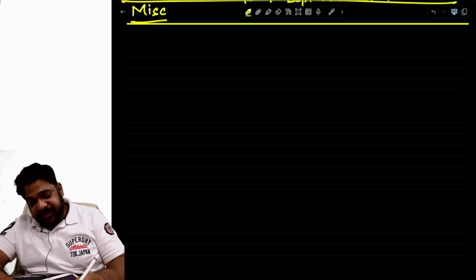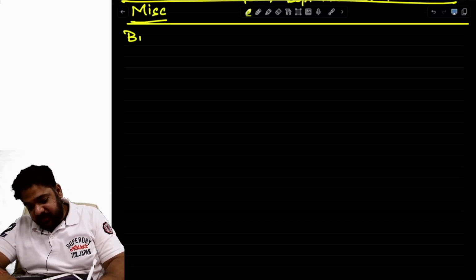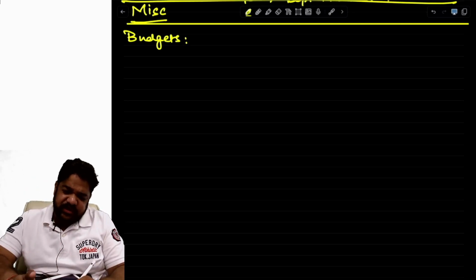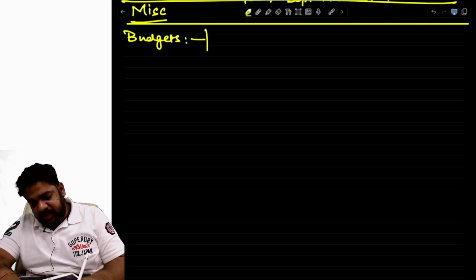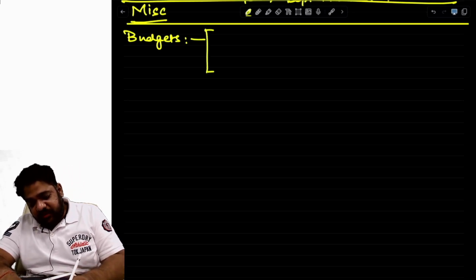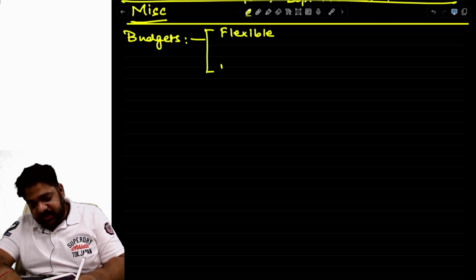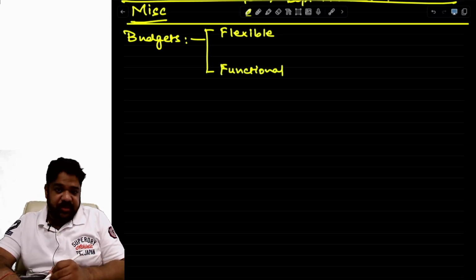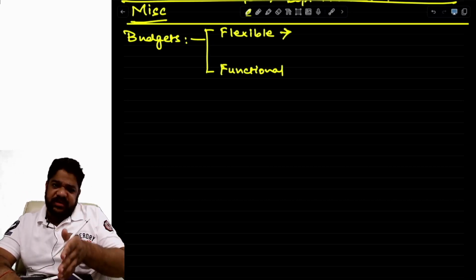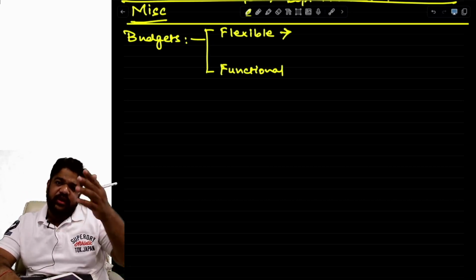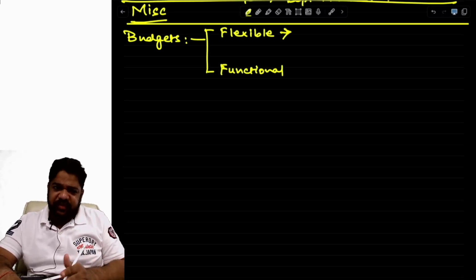Next up on our revision schedule is budgets. Now, budgets is a fairly simple topic, very easy, quick, very fast. You have only two types: the flexible budgets and the functional budgets. When you're making flexible budgets, instead of having a budget at one level of activity, you have to make budgets at different levels of activity.